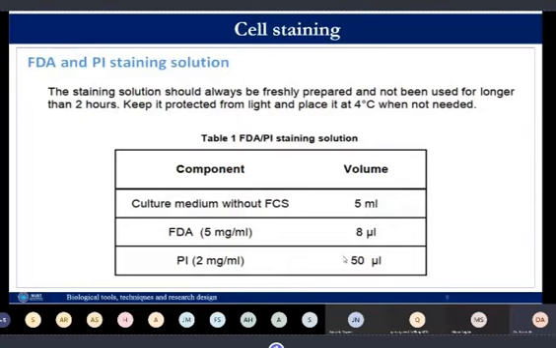This is the reason we need to prepare this fresh every time whenever we need to stain. If we are using the old one, it will give a poor signal, and the staining will be blurred. Even if our sample has live cells, FDA maybe cannot give a clear image if we are using it too old, or if we are not protecting our sample from light after staining.